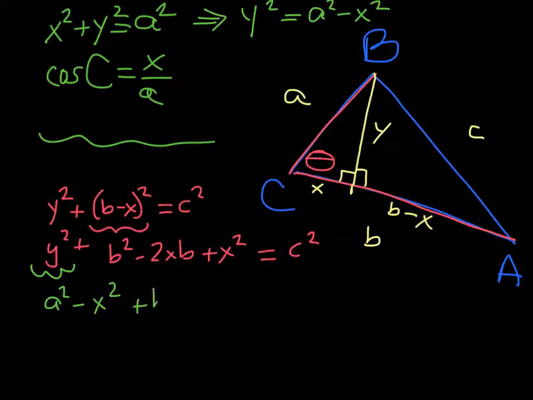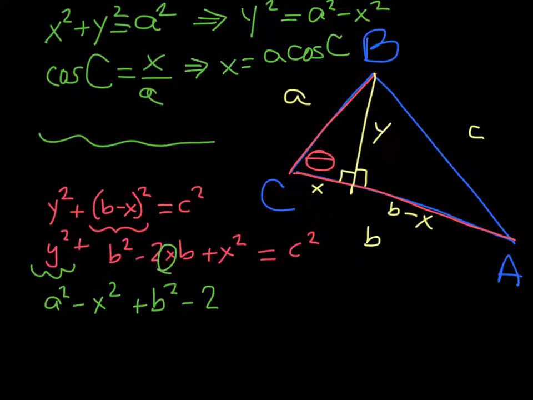I'm still going to rewrite the b squared minus 2. And then instead of x, in this formula up here, I've got an x there, but I can rearrange it so that x equals a times the cosine of c. So right here, instead of x, I'm going to put a times the cosine of c. And then I've got a times b, see that there? And then plus x squared equals c squared. Doesn't that just look so fun? It's like all this stuff and we're going to make it one formula.